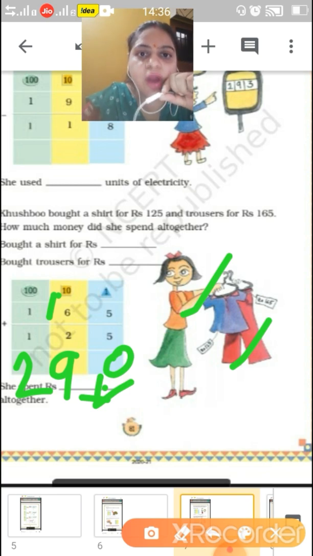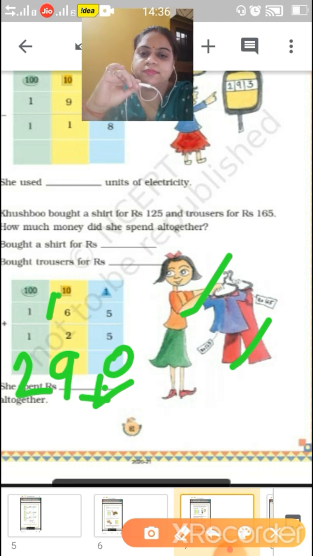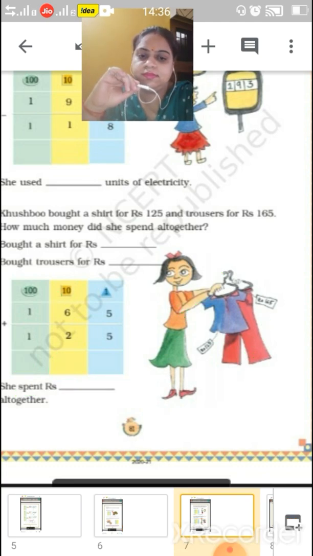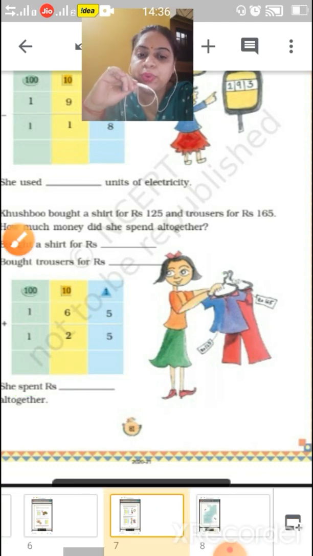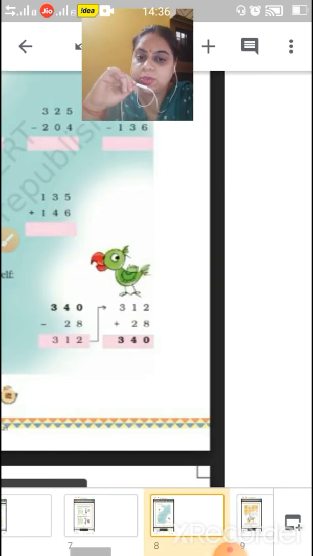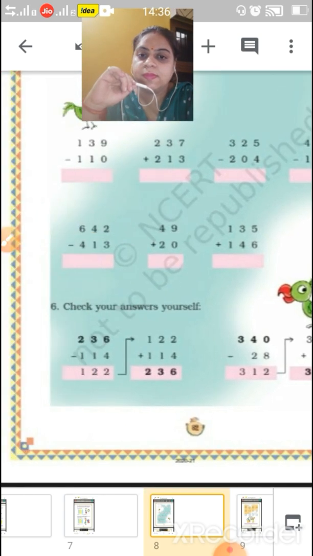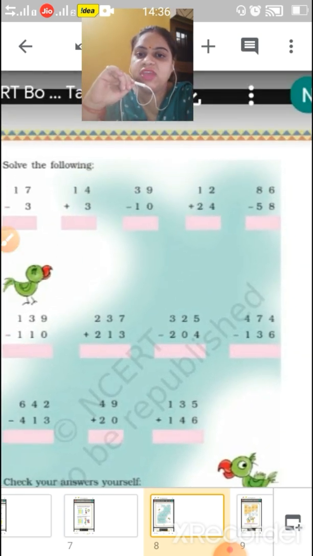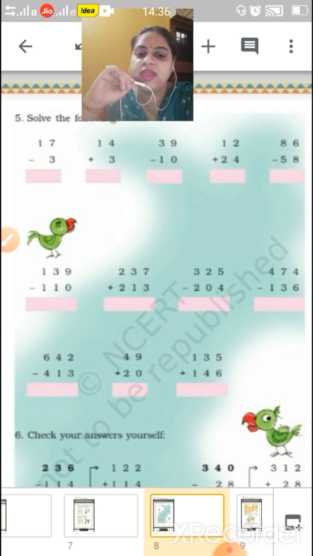Understood? That is your 290. Do it in your book only and complete your work. Understood, children? Now come to these questions. Solve the following.